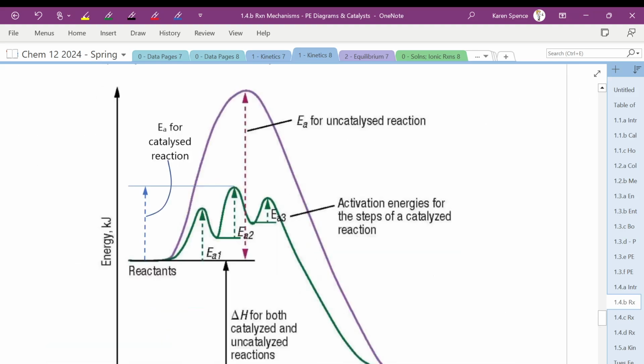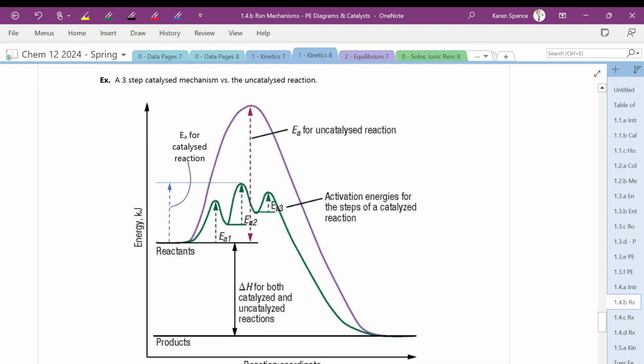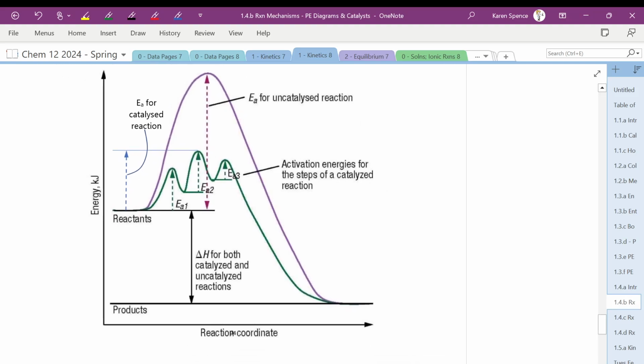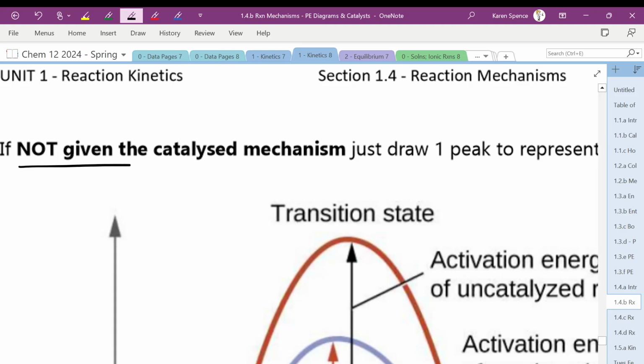We already drew one like this. You guys did that already. We had an uncatalyzed reaction, and then we had a catalyzed reaction with 3 peaks, right? So this is good. If you are not given the catalyzed mechanism, 1 peak is okay. But if you are given the mechanism, you need to draw the right number of peaks.